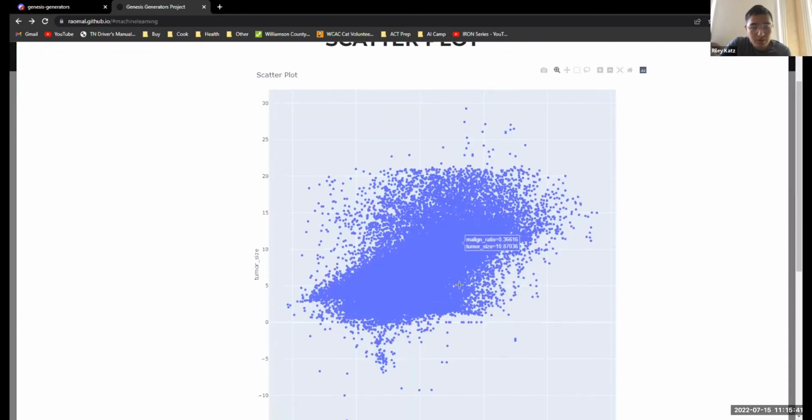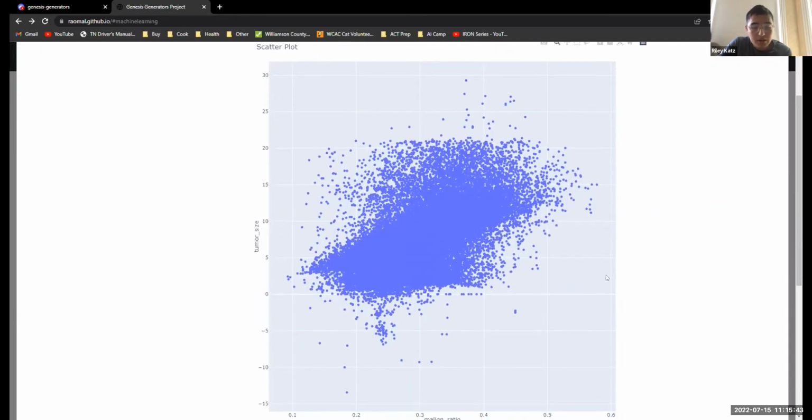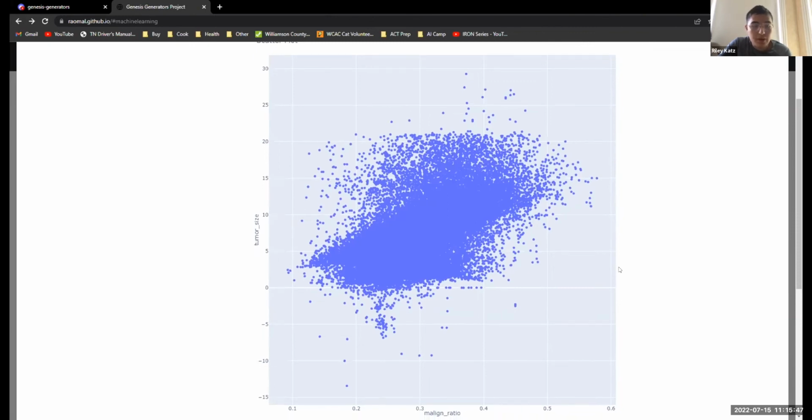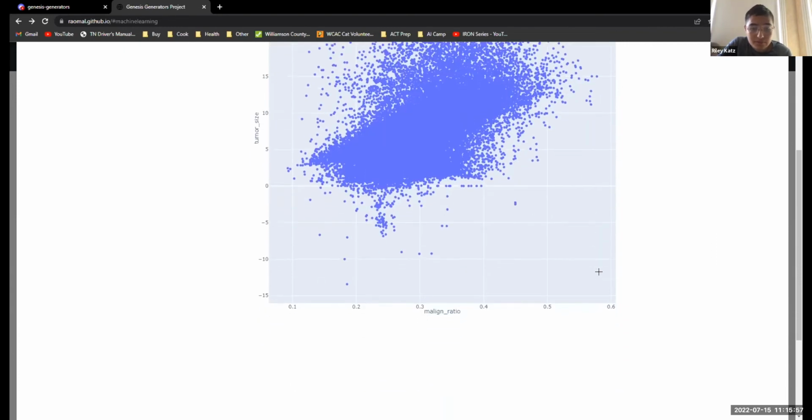Our next one is a scatter plot that shows the correlation between the malignant ratio and the tumor size. And according to this, as the tumor size increases, the malignant ratio also increases.